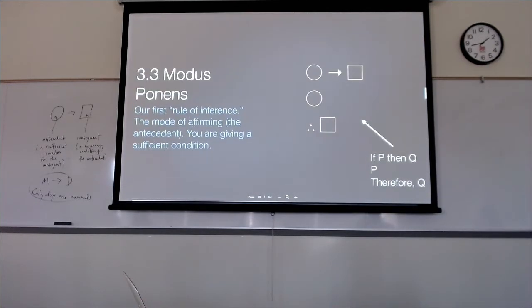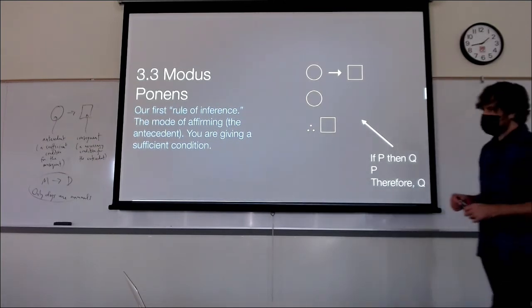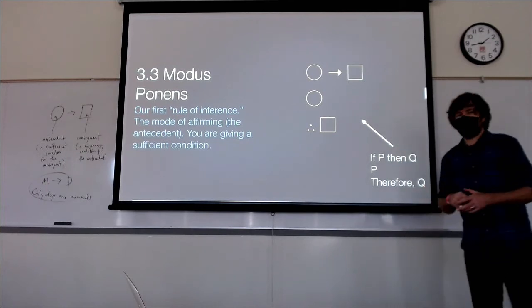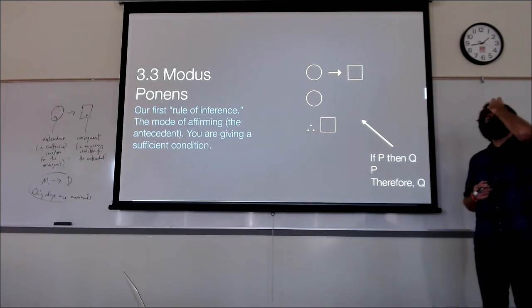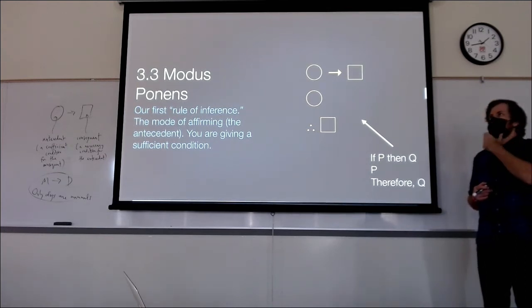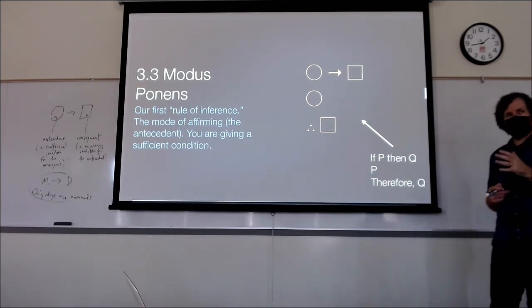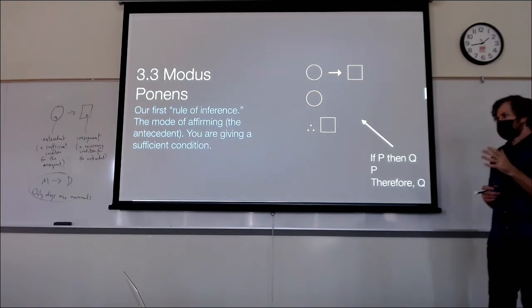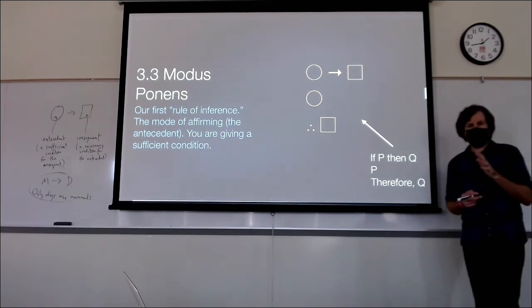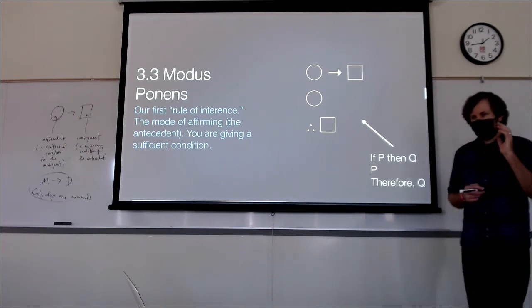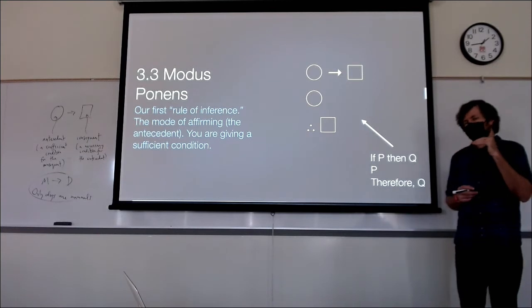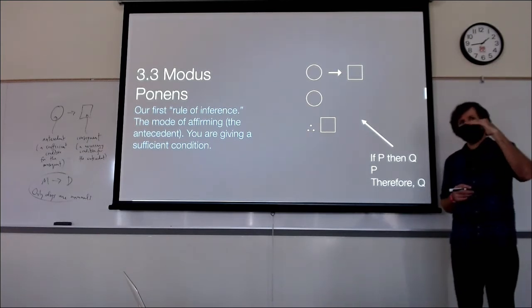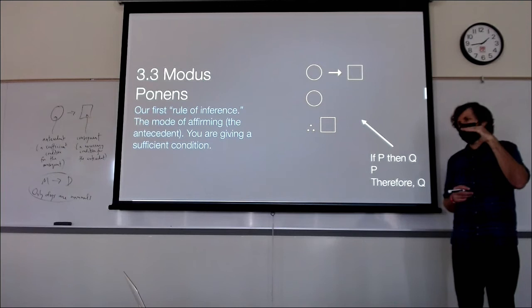We are going to learn our first, what's called rule of inference. Let me back up a little bit. To do proofs in logic, actually proofs in any kind of discipline, you need rules that allow you to proceed in a proof, that allow you to go from step to step.